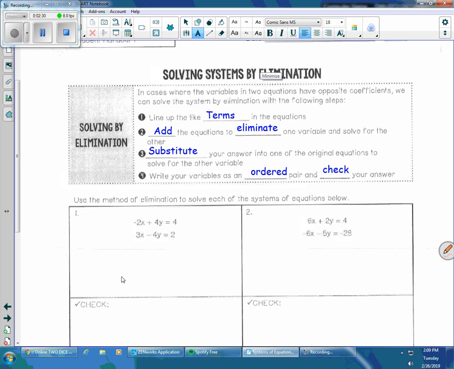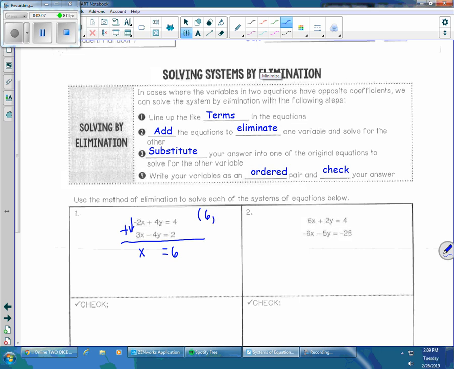So I'm going to add my two equations together. And I know this sounds a little bit weird, but I'm actually even going to put a big old plus sign out here. So I'm adding down. So I've got negative 2x plus 3x, which is 1x, or I could just write a plain old x. Positive 4y minus 4y is 0. As long as I've got something else on that side, I don't have to write the 0. And then I've got 4 plus 2 equals 6. So I'm saying my x is equal to 6. I've got half of it done.